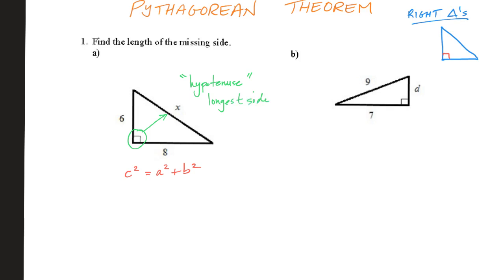And so within Pythagorean Theorem, then x, in this case, the hypotenuse, would be represented by the c. Now, the other two shorter sides don't have a designation. So maybe the 6 is A and the 8 is B, or maybe the 8 is A and the 6 is B. It does not matter as long as our hypotenuse is labeled C.